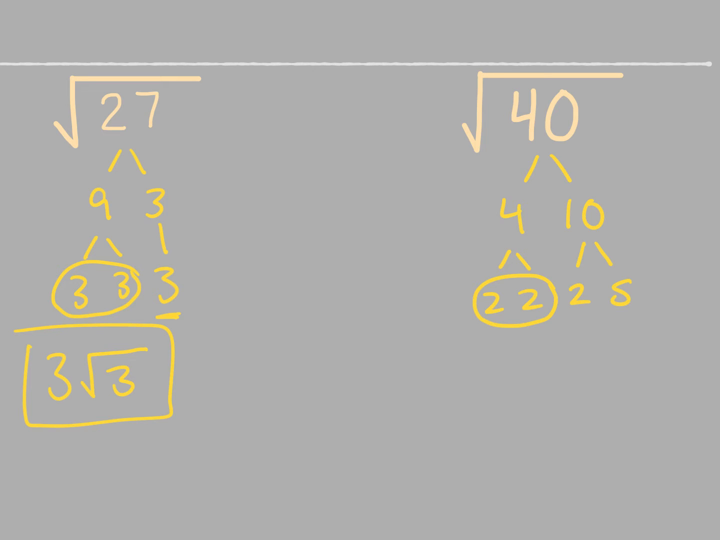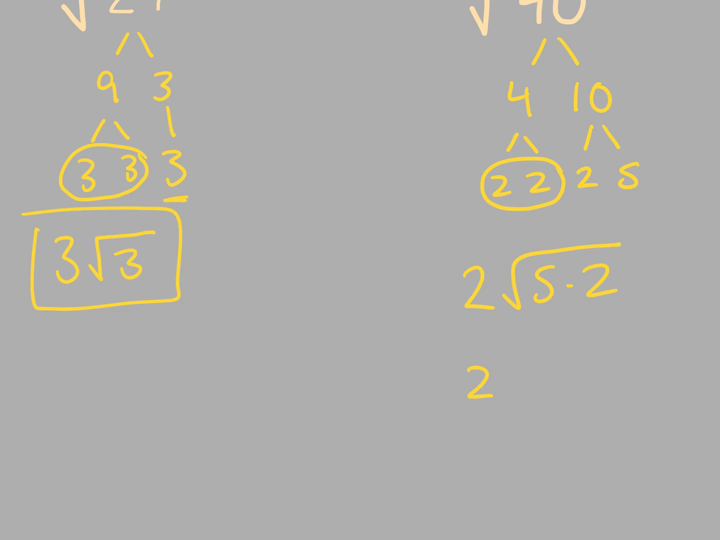Can I circle anything else? No. So what goes to the outside? 1, 2. And what stays on the inside? 5 and 2. 5 times 2. And what's 5 times 2? 10. So it'll be 2 square root 10.